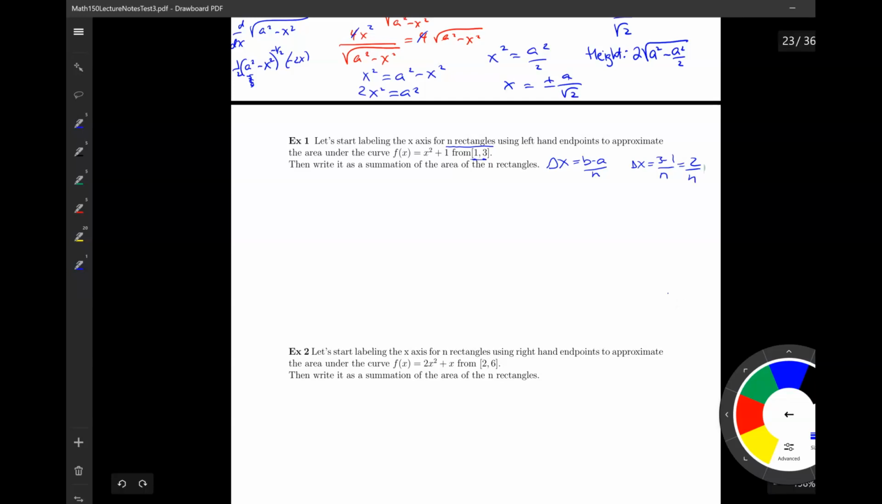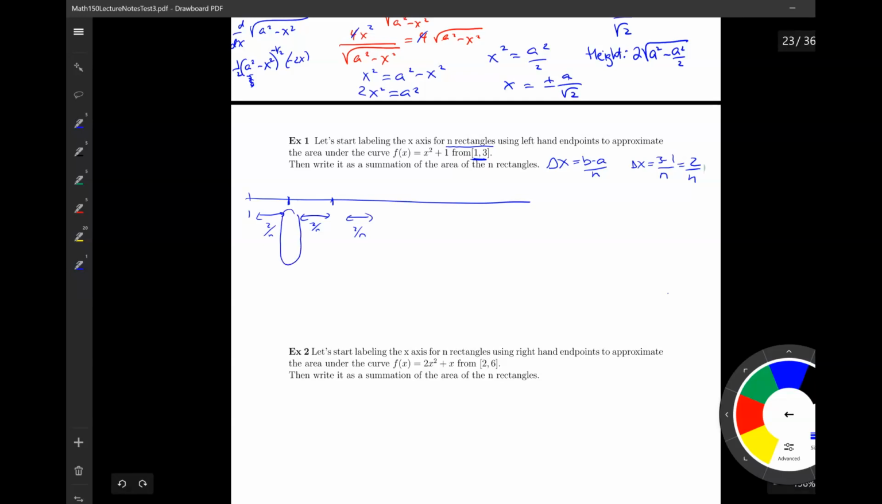So I need a number line. I don't really need the function so much as I need the number line. So here's the number 1 where I'm beginning, and I'm making each rectangle of width 2 over n. So I get to the next x value, I make the next rectangle of width 2 over n. Of width 2 over n. Okay, so now let's identify what these x values are.